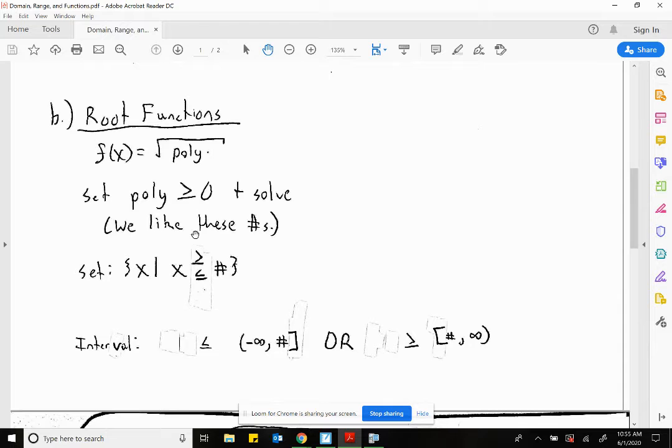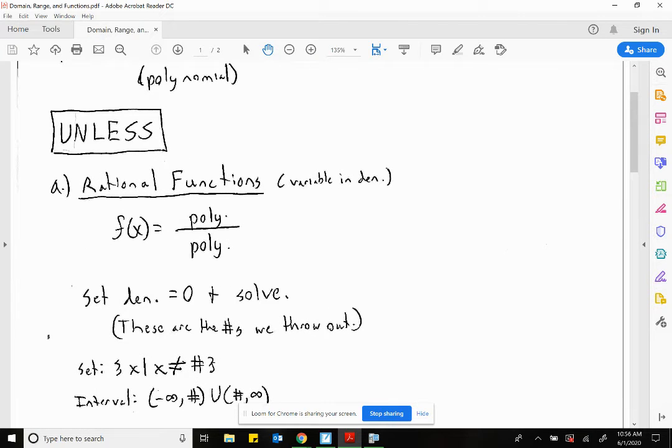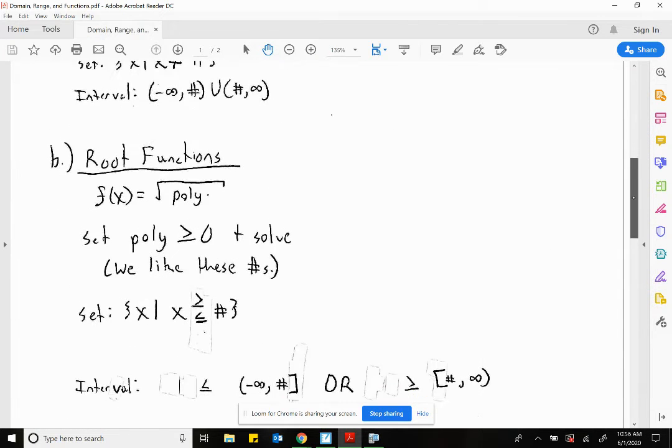So we're going to set the polynomial under here greater than or equal to 0. And we actually like these numbers. Whatever happens here, whatever happens with the answer after you solve, that is what we're going to actually put in the set notation. Okay? So we like these answers, but we do not like the rational ones. Okay? We have to throw those out. All right.